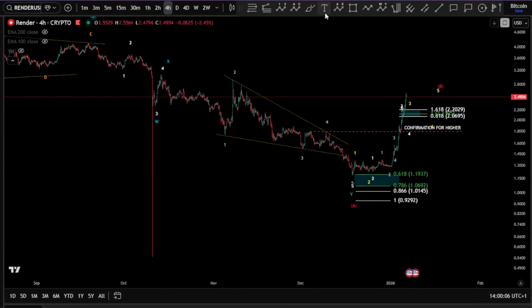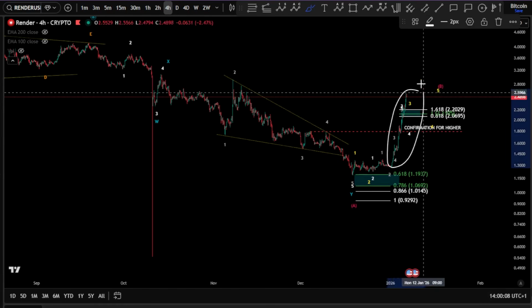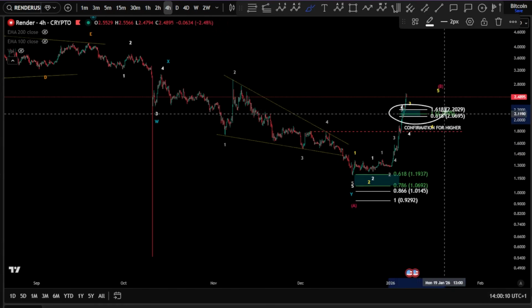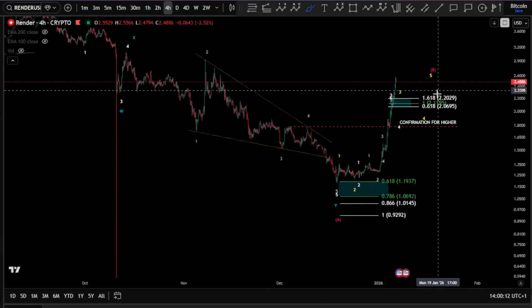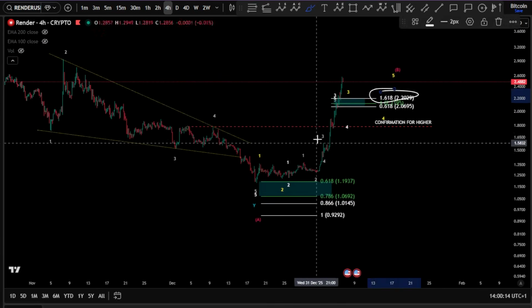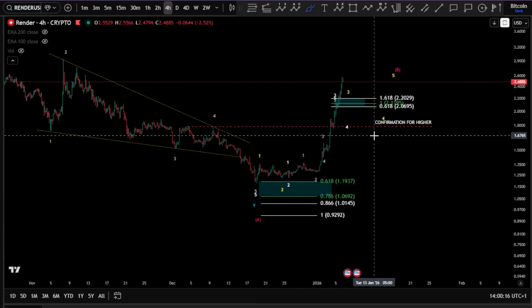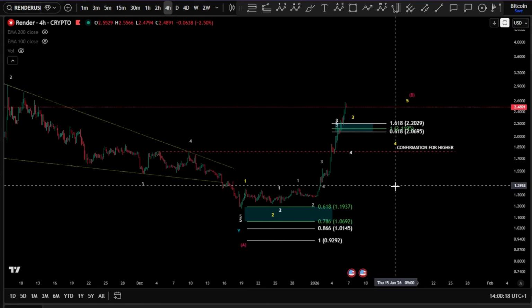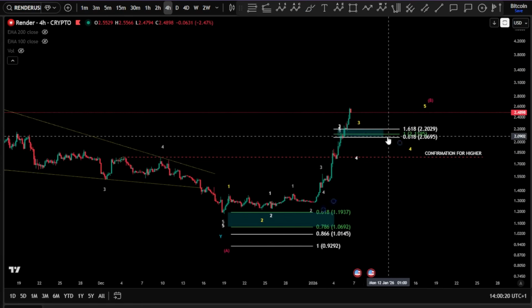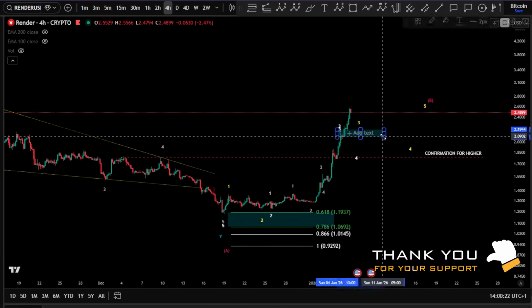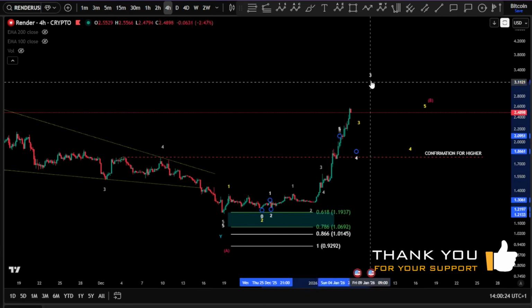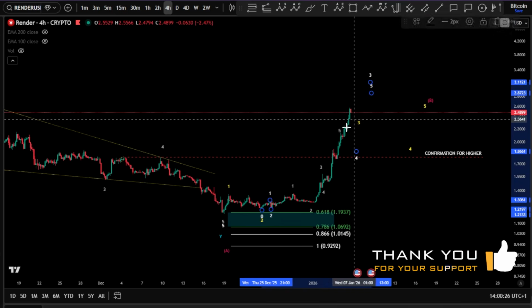We start with Render here with this massive move. Of course, it has even broken our 1.6118 extension, meaning there is something extending so much as a wave 3, guys. This is a signal that the wave 3 is even extending for higher.